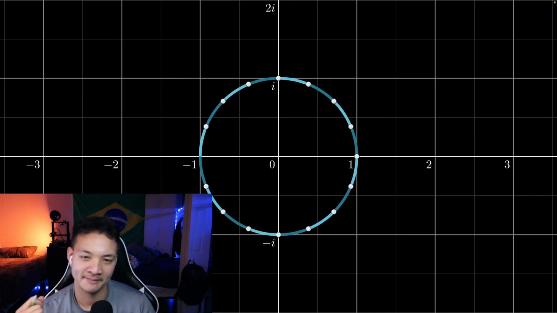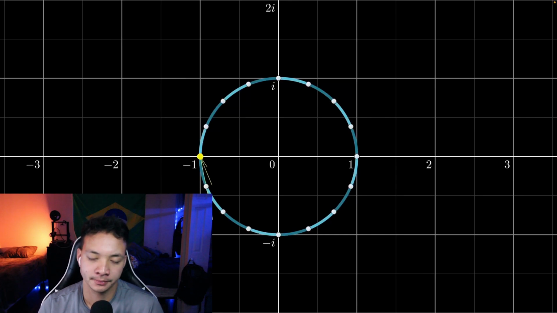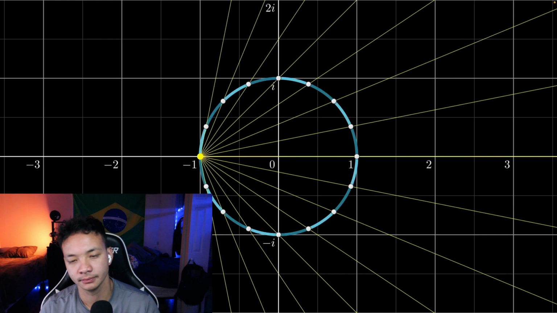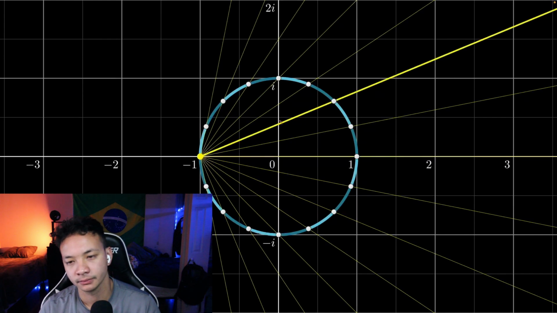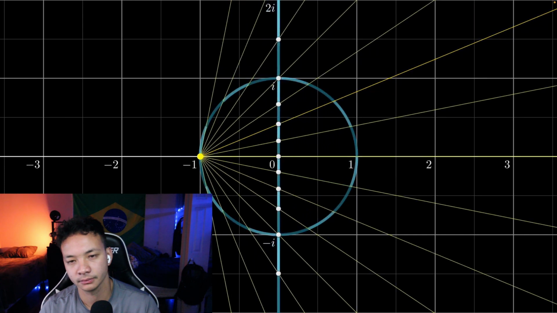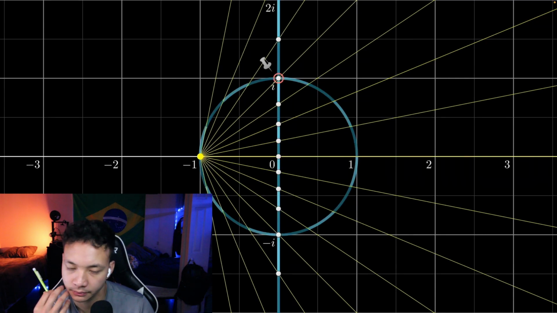For every point on the unit circle, draw a line from -1 through that point, and wherever it intersects the vertical line through the circle's center, that's where the point of the circle gets projected. So, for example, the point at 1 gets projected into the center of the line. The point i actually stays fixed in place, as does -i.